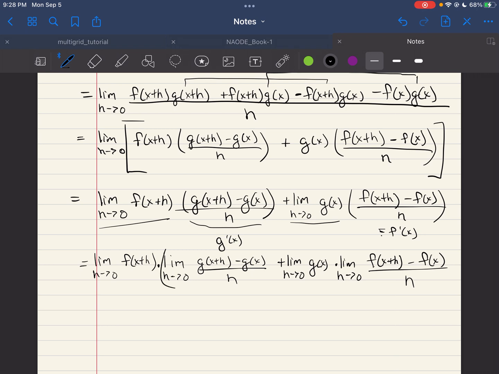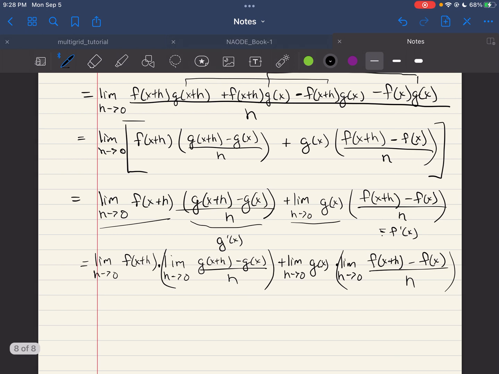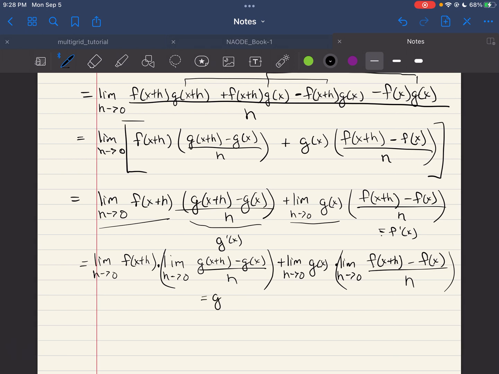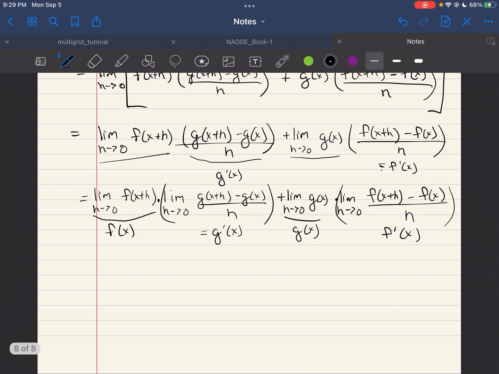And then we know what these limits are. We know that this is just the definition of the derivative of g of x. This is just the definition of the derivative of f of x. This, no h is in it, so nowhere to plug it in, it's just a constant, so this is just g of x. This, as h goes to 0, we get f of x, because we know f and g are continuous if they are differentiable.